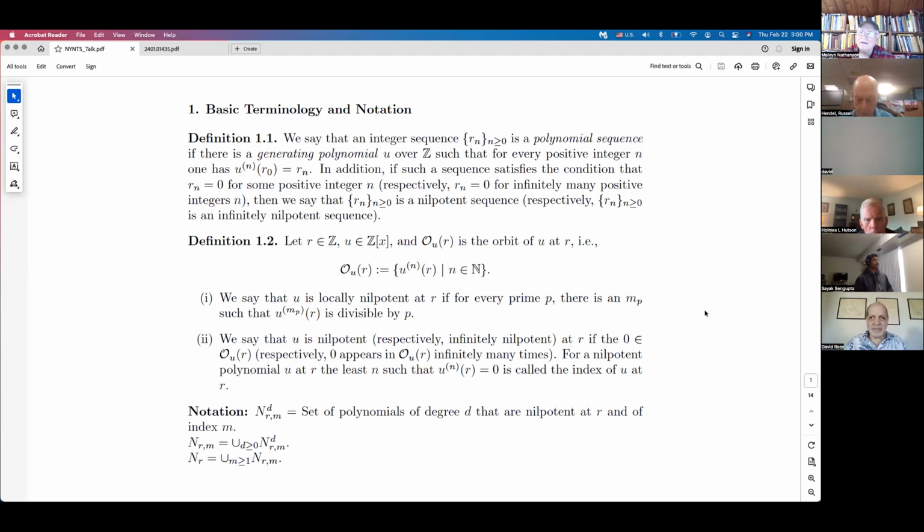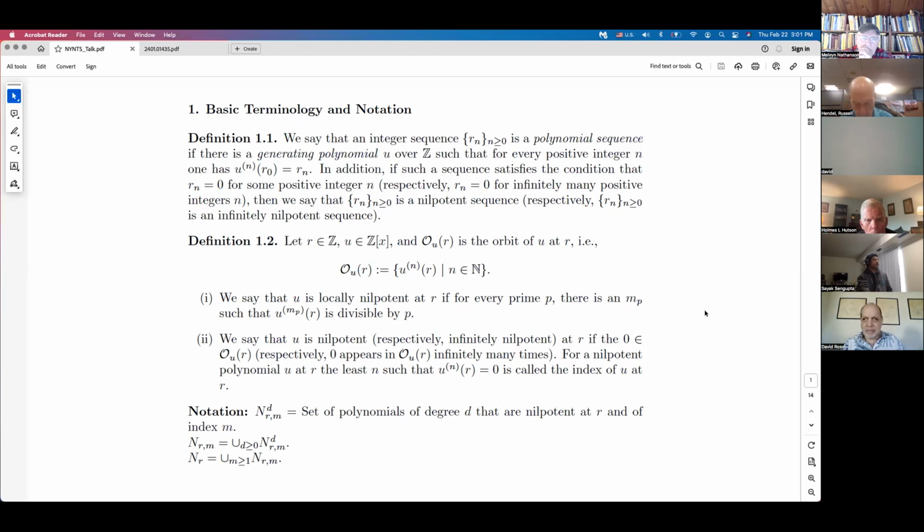So my work is about studying iteration of integer polynomials and how it behaves modulo primes, and for which situations you will get 0 in the orbit of such polynomials when you start with a given integer.